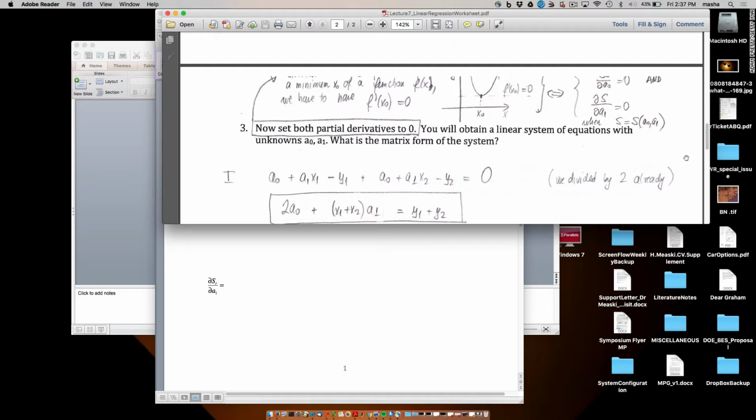So that first equation, we will have 2a0 and then plus a1 times x1 plus x2. I know it looks complex, but I know x1, I know x2, so it's some constant times a1 is equal to something. So your first equation is in a0 and a1. So now give me the second. Do you want it in that form? Yes, I do.